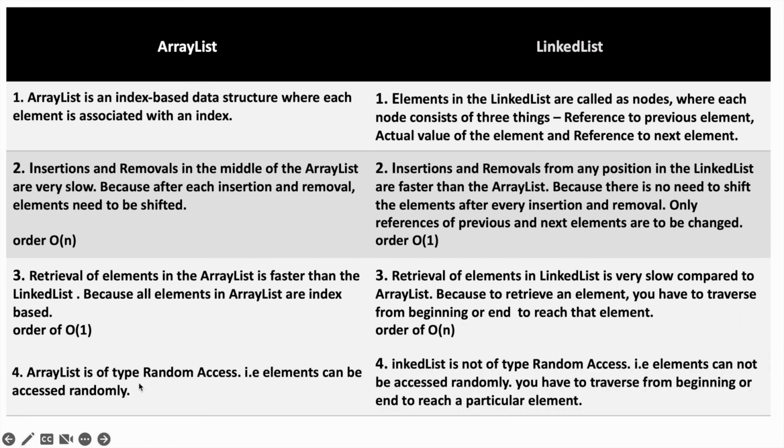ArrayList is of type RandomAccess. That is, ArrayList implements the RandomAccess interface. That is the reason we are able to access the elements randomly. LinkedList is not of type RandomAccess, so elements cannot be accessed randomly. We have to traverse from beginning to end or from end to beginning.